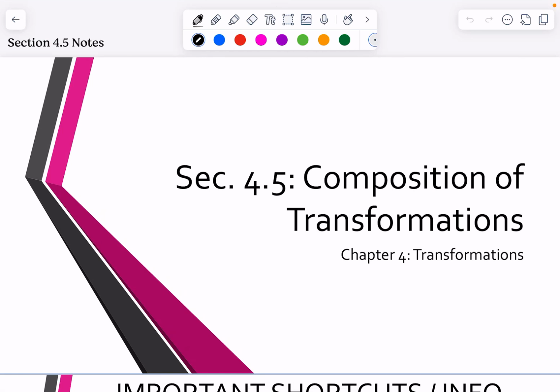We are continuing on in chapter 4 with transformations. Today we're going to be doing the composition of transformations. What does that mean? Well, that just means that we're going to be doing more than one transformation at a time. That could include a translation or slide, it could be a reflection, it could be a rotation, or it could be a dilation. And we're going to do multiples of those.